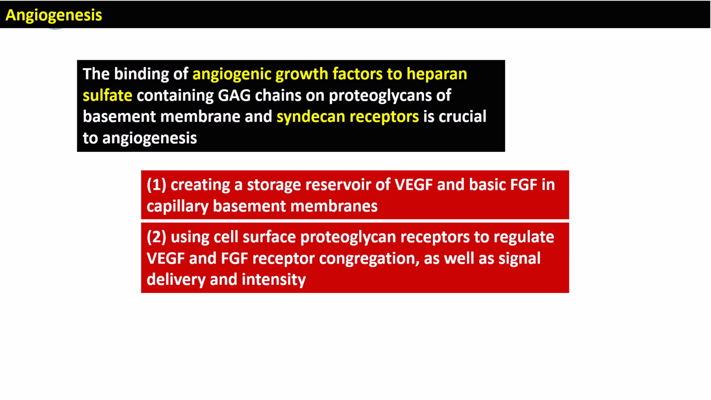The extracellular matrix glycoproteins have a dual role. They are first a reservoir that stores the VEGF and fibroblast growth factor within the basement membrane, and they also serve as a signaling scaffold. The cell surface proteoglycans regulate receptor activation and downstream signaling.